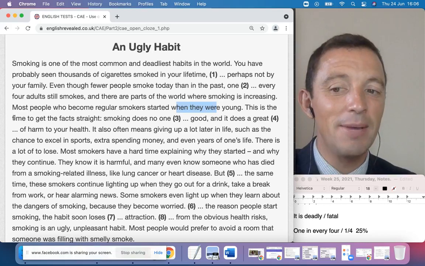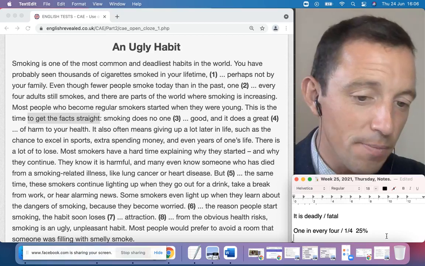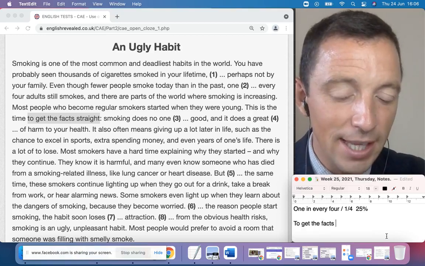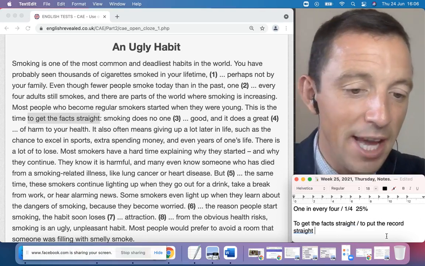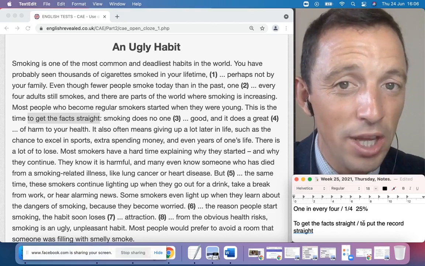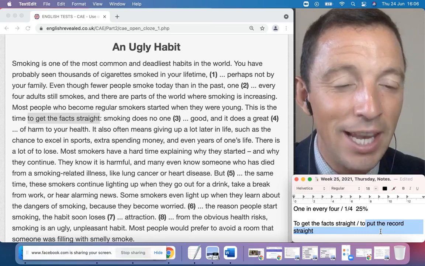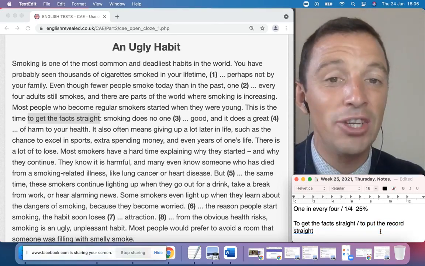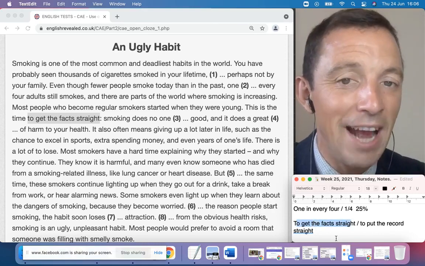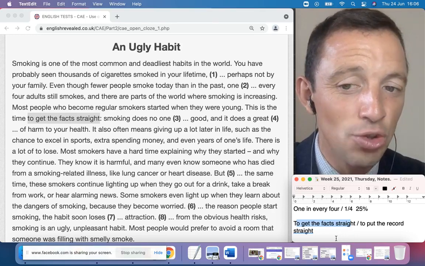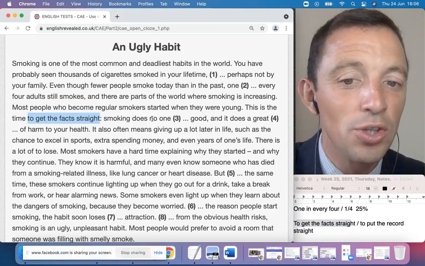Okay, this is the time, this is the moment to get the facts straight. A very, very good expression. So to get the facts straight is a good structure. You can also say to put the record straight, which is very famous, and that means to tell the truth. So if you put the record straight, you finally tell the truth and you eliminate the rumor and you tell your opinion. And then the other possibility is to get the facts straight, which means to say everything, the facts that are correct, and to say the facts that are true. Okay, so this is the time to say the truth. Smoking does no one.